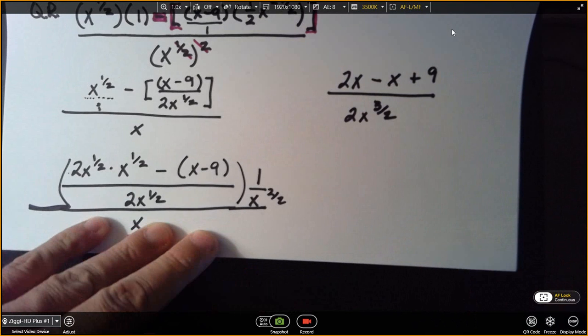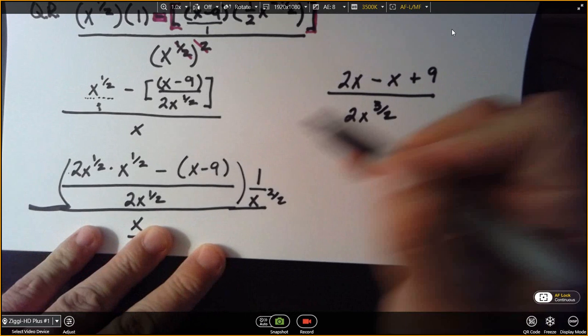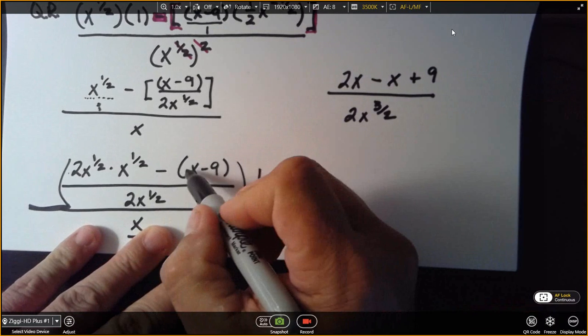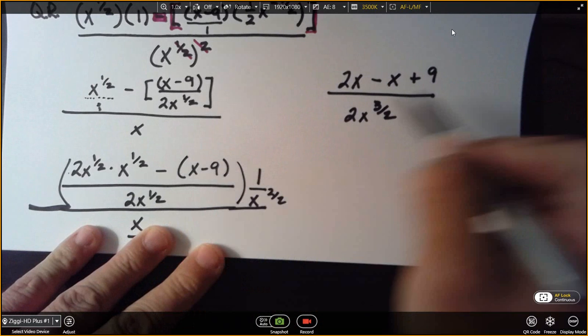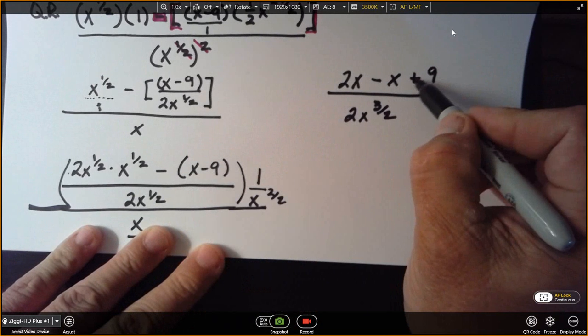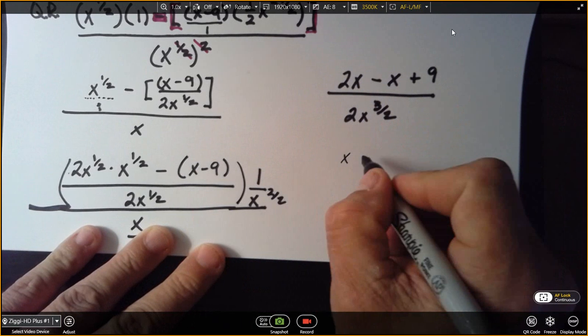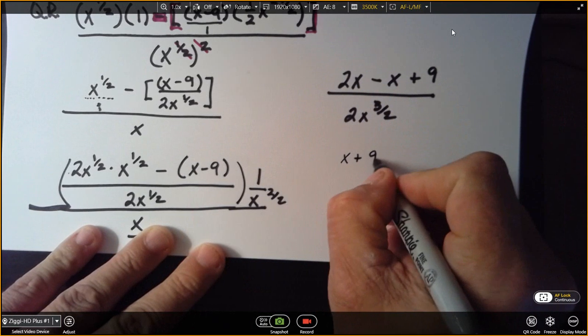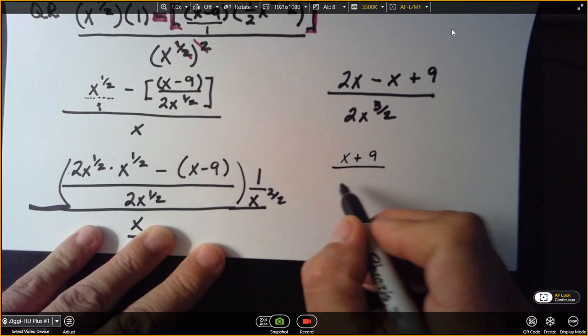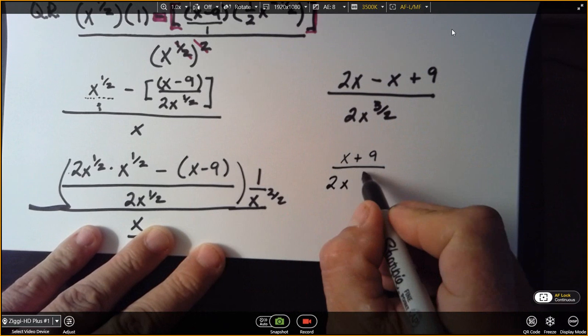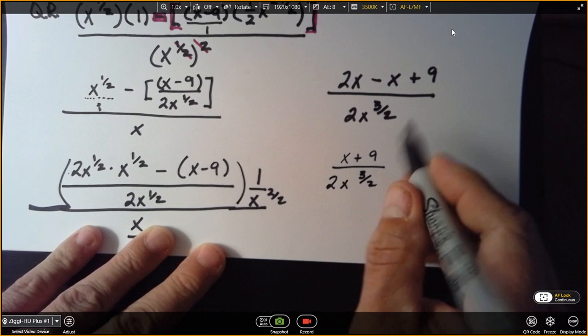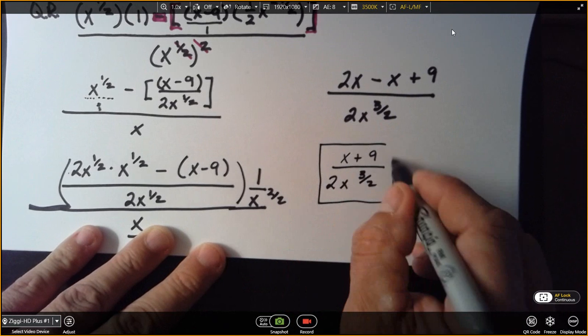So I distribute this negative with this x and this negative 9, and that becomes negative x plus 9, and then 2x minus x is x plus 9 over 2x to the 3 halves. That's your answer.